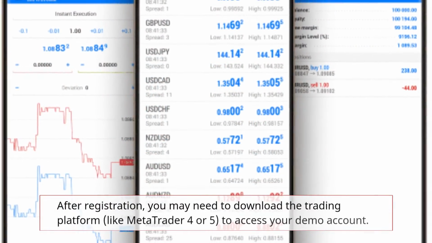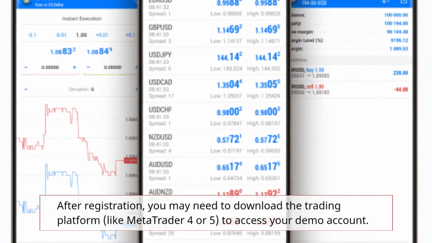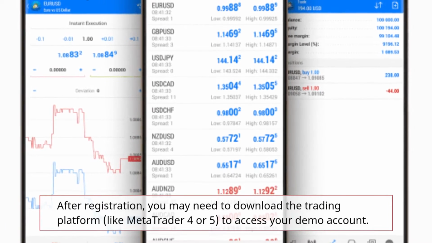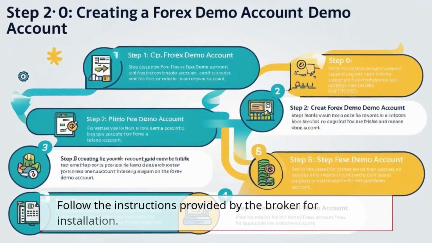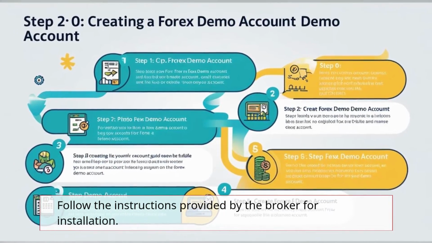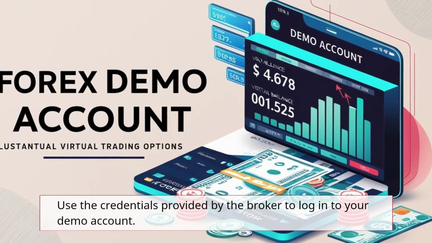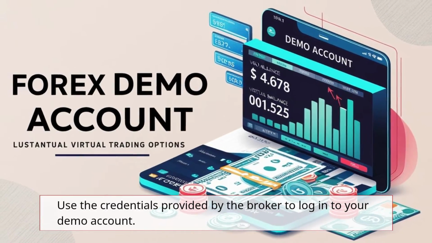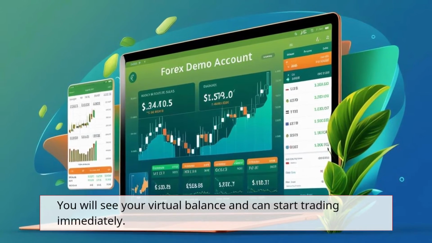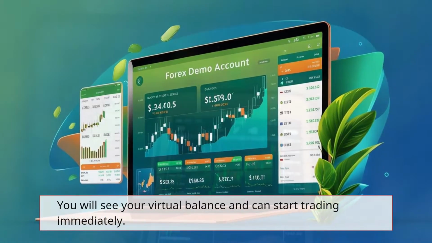After registration, you may need to download the trading platform, like MetaTrader 4 or 5, to access your demo account. Follow the instructions provided by the broker for installation. Log in to your demo account. Use the credentials provided by the broker to log in to your demo account. You will see your virtual balance and can start trading immediately.